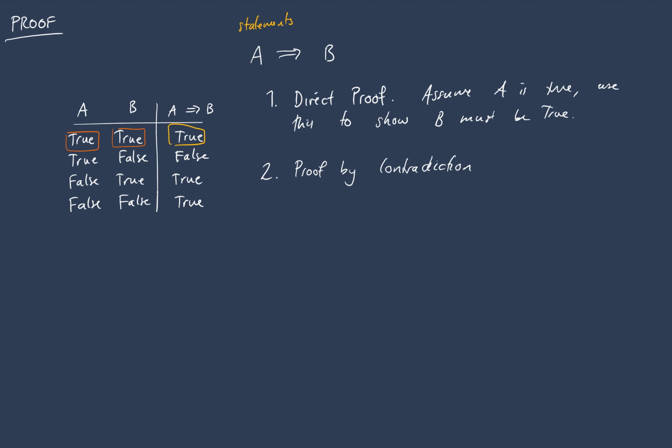In this method, instead of attacking that first row of the table, we're going to note that the only way an implication can be false is if A is true and B is false. So we're focusing our attention on this row here. The only way that this implication can be incorrect is if A is true and B is false. So we start by assuming that A is true and B is false.